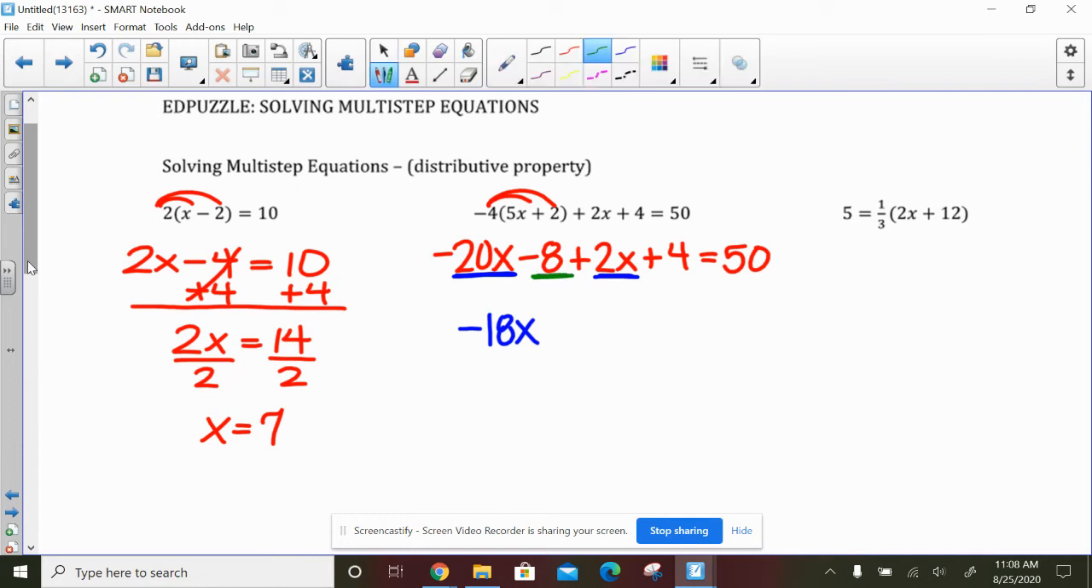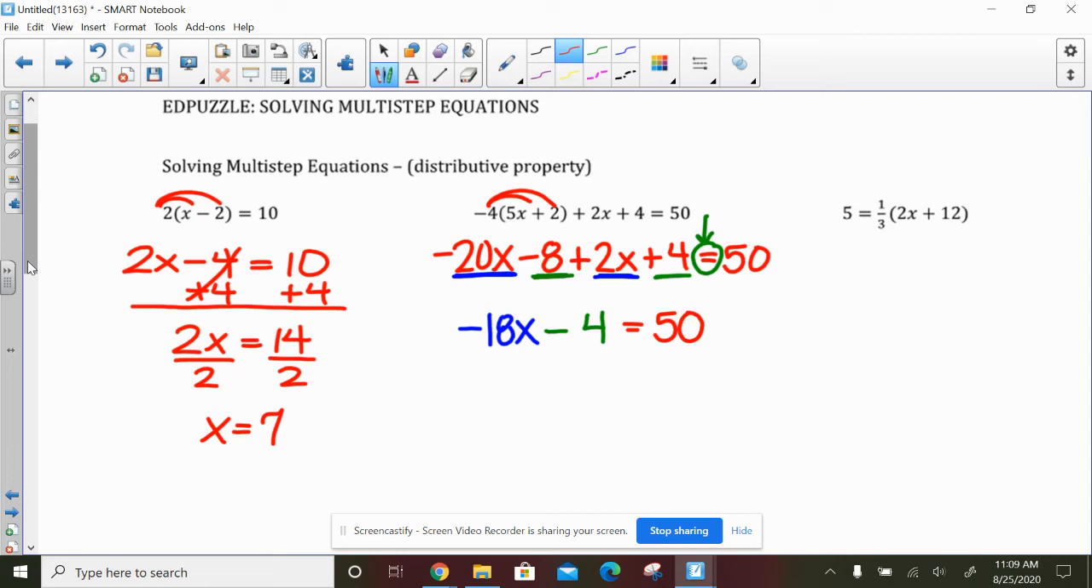I'm going to do the same with the negative 8 and the 4. They are on the same side. Here's my equal sign. If they are on the same side, do not change your signs. Just combine them. So negative 8 plus 4 is negative 4. Then I'm going to bring down my equal sign and my 50.